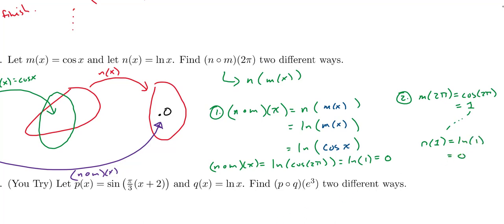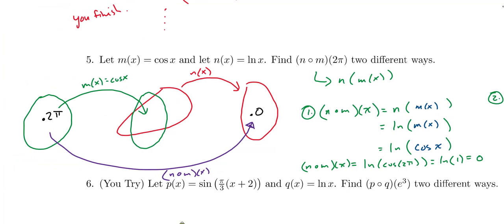So if we imagine this is a two-step procedure, first of all, our m function maps 2 pi to the cosine of 2 pi, and the cosine of 2 pi is 1. And then our n of x maps the number 1 to the number 0, where our n of x is the natural log of x function. So hopefully that's helping to clarify this composition.